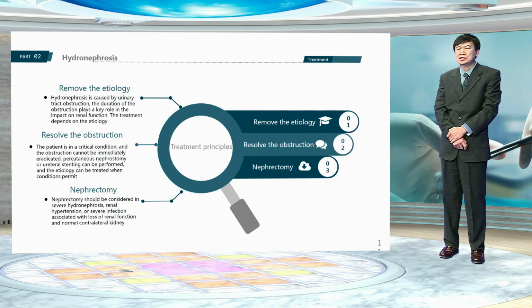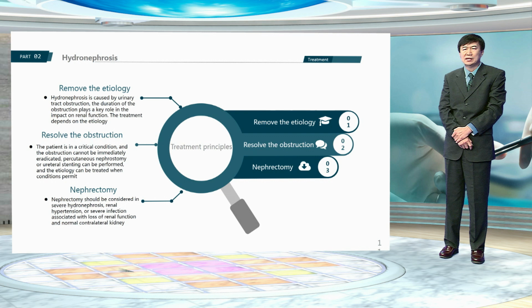If the patient is in a critical condition and the cause of obstruction cannot be immediately eradicated, percutaneous nephrostomy or ureteral stenting can be performed to protect renal function. Nephrectomy should be considered in the condition of severe hydronephrosis, renal hypertension, or severe infection associated with the loss of ipsilateral renal function and the normal contralateral kidney.